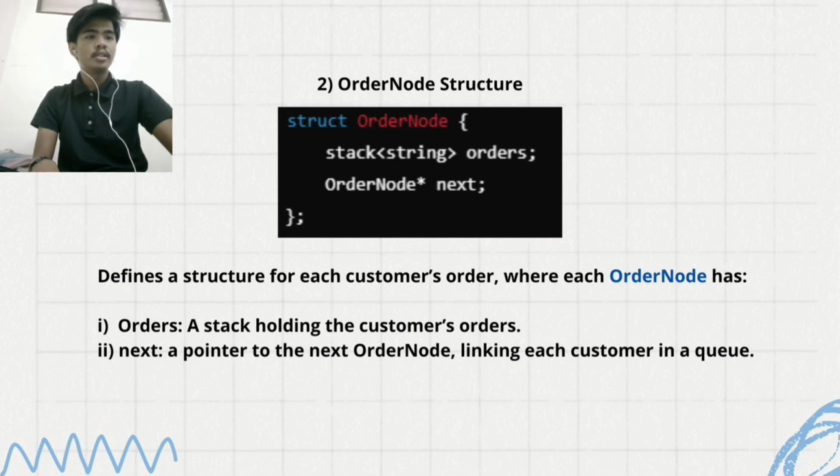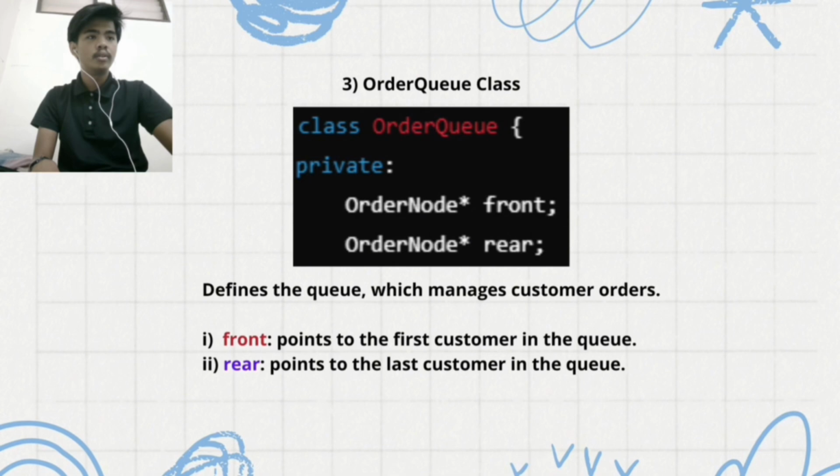The second part is the order node structure. It defines a structure for each customer's order, where each order node has two things. The first one is orders. Orders is a stack holding the customer's orders, while next is a pointer to the next order node, linking each customer in a queue. The third part is the order queue class.